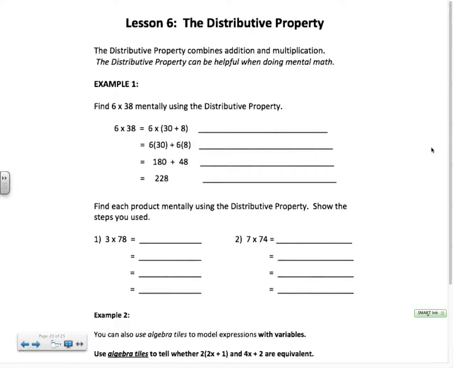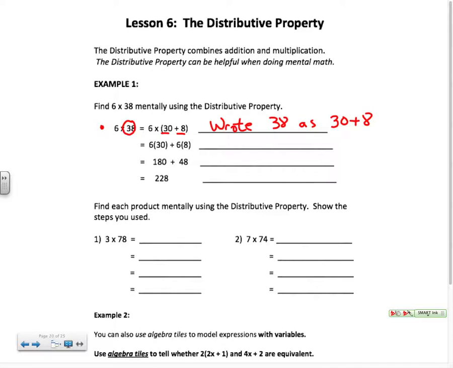I'm going to have to write it all down to show you what I'm thinking, but typically we would just be thinking all this in our head. So when we have 6 times 38, I'm going to break up this 38 into 30 plus 8. So what I did here was I wrote 38 as 30 plus 8. It still has the same value as 38.